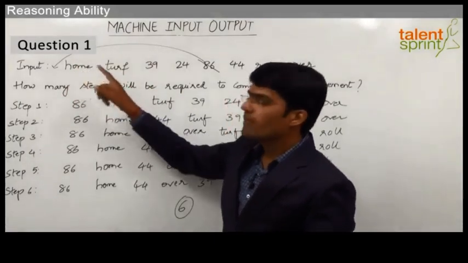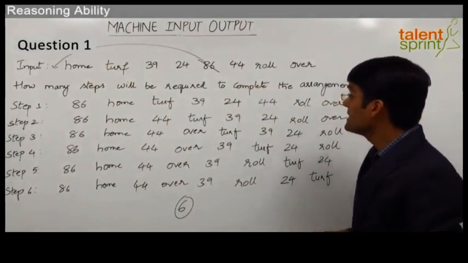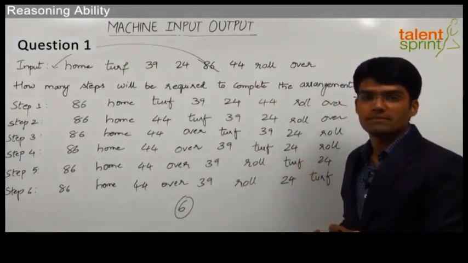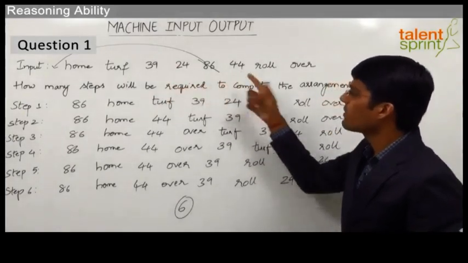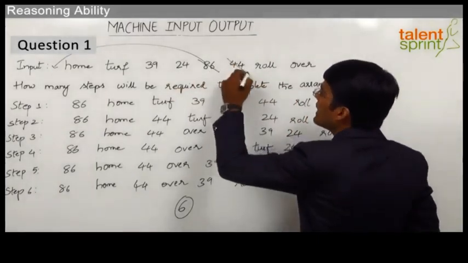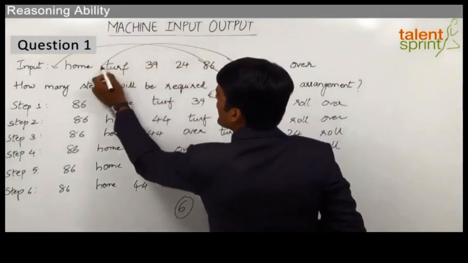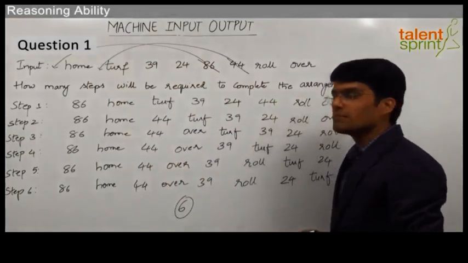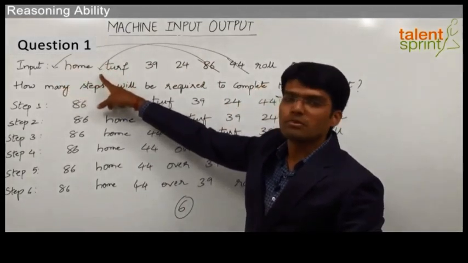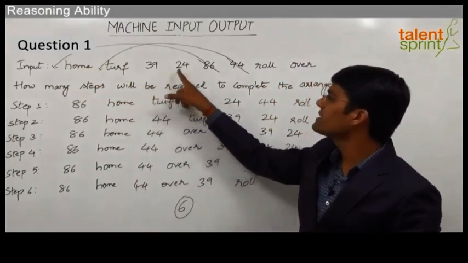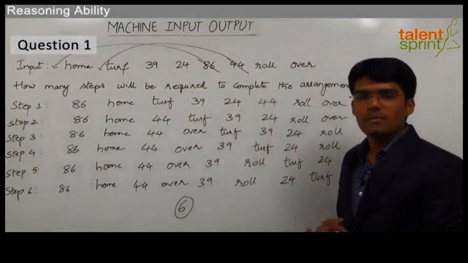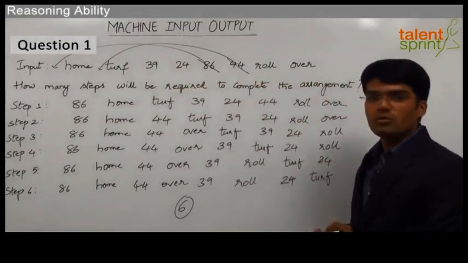After home, we need to have a number, and that number here should be 44, as we are following the descending order. So among 39, 24 and 44, the highest number is 44. So we can simply strike off 44 and indicate its movement with the help of an arrow. This means the first position is 86 followed by home and then 44, followed by turf, 39, 24, roll, over. Similarly, let us continue the method and find out the final output.